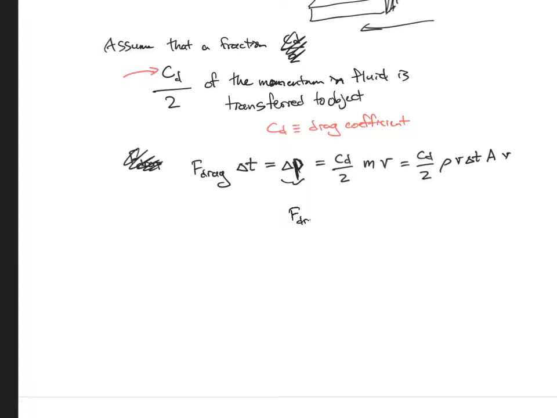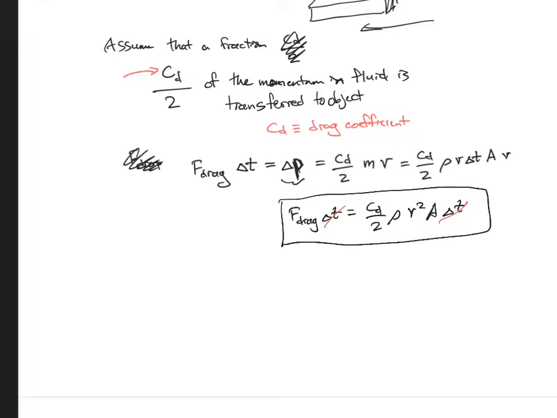All right. So then we will take this equation, and maybe I'll just rewrite it here. F drag delta T equals CD over 2 rho. We've got two factors of V, so it's V squared A delta T, and we can see that the delta T's cancel out. And so that gives us the equation for the drag coefficient in the turbulent regime.